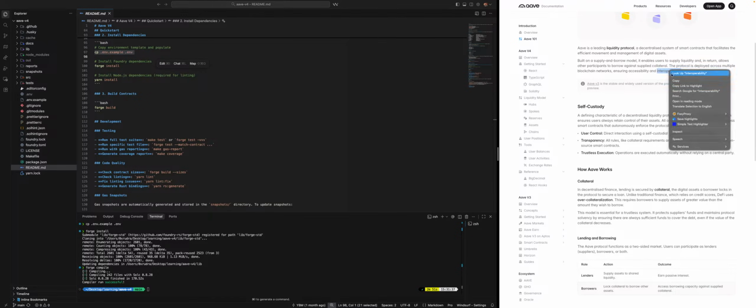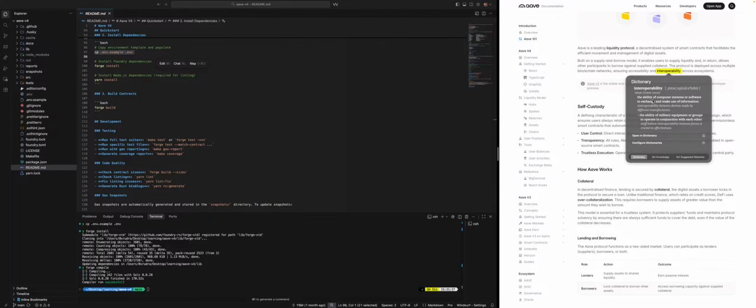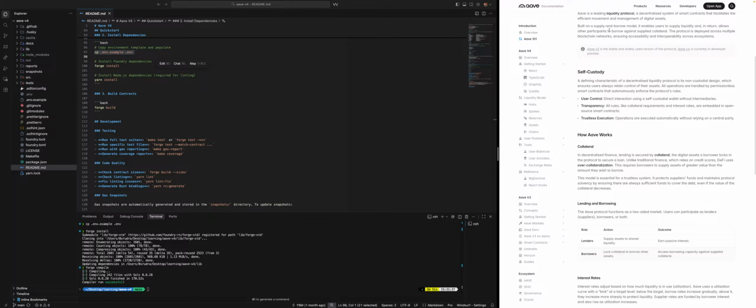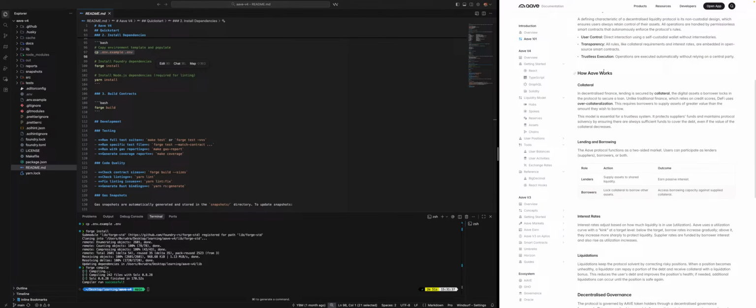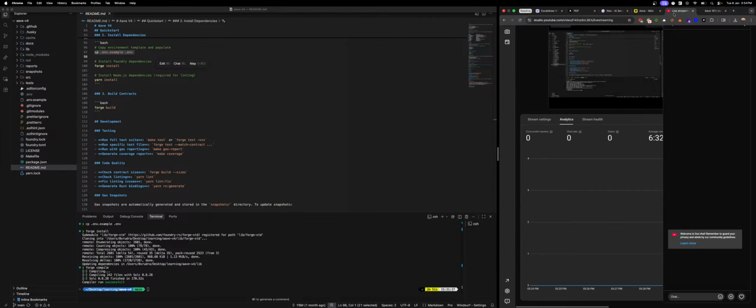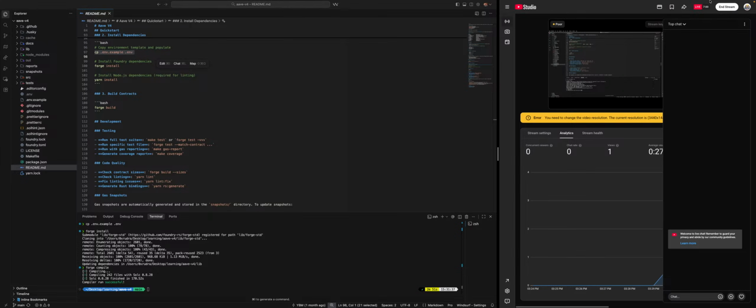Interoperability means the ability to connect with other systems, basically. Defining characteristics of a decentralized liquidity protocol. Okay, I am streaming. Yes.